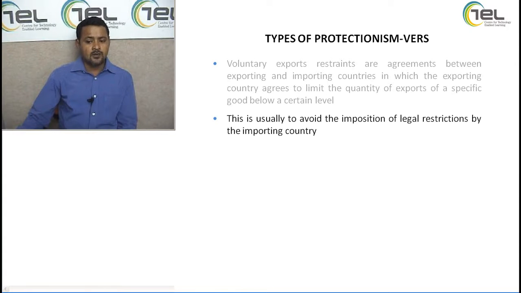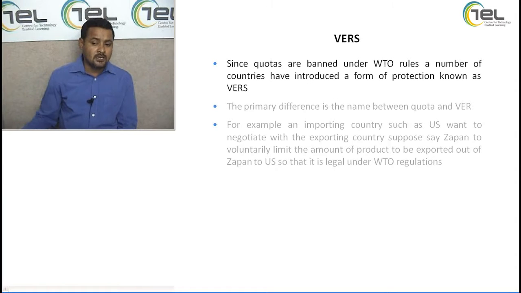Because the WTO has disallowed the quota system, the importing country cannot put a quota on the export, but the exporting country is actually allowed to, and this is perfectly legal even by WTO standards, that it imposes a self-restraining voluntary export restraint order. Since quotas are banned by the WTO, it cannot be implemented by the importing country.